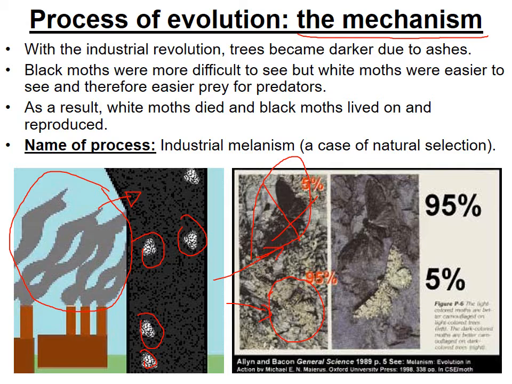But after those factories were built and there was more smog on the trees, take a look at which one was easier to spot. The white moth is a lot easier to spot, and as a result, the bird would eat the white moth, kill that, and then this one could survive and reproduce.